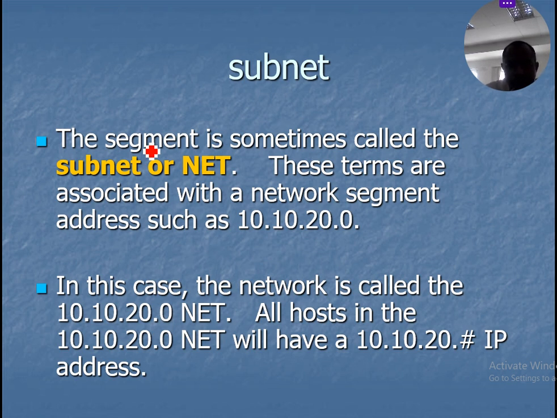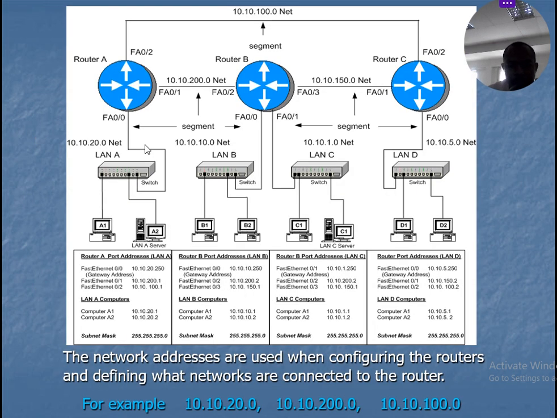These terms are associated with a network segment address such as 10.10.20.0. In this case, the network is called the 10.10.20.0 net. All the computers connected here take numbers 10.10.20.1, 10.10.20.2, 10.10.20.3, and so on to 4, 5, 10.10.20.5, 10.10.20.6, like that. That's how this one rolls.